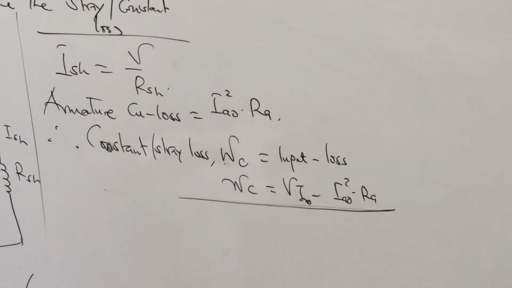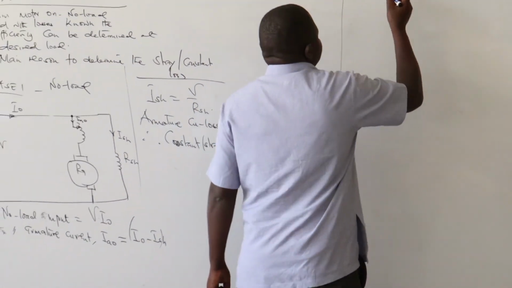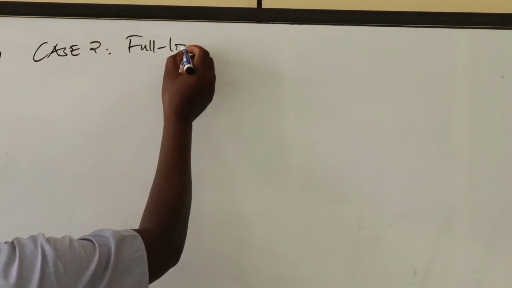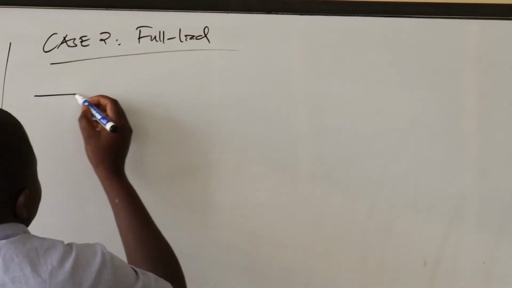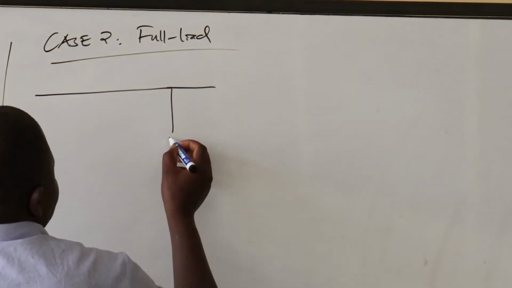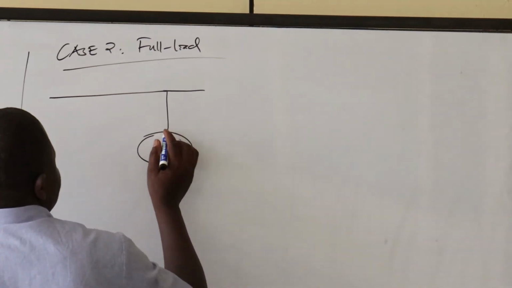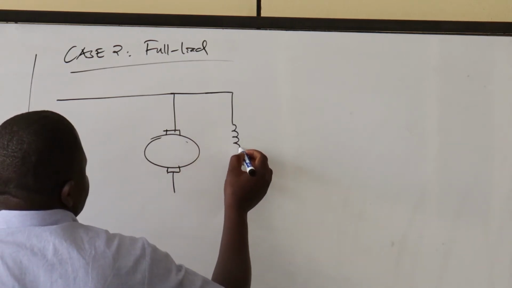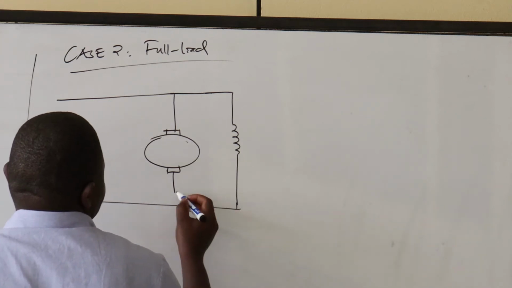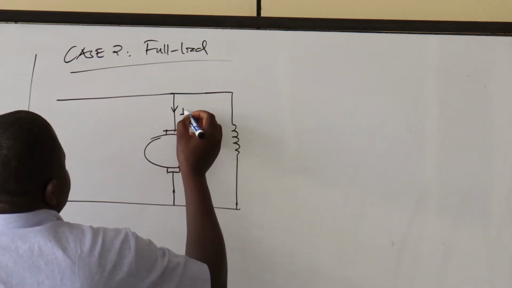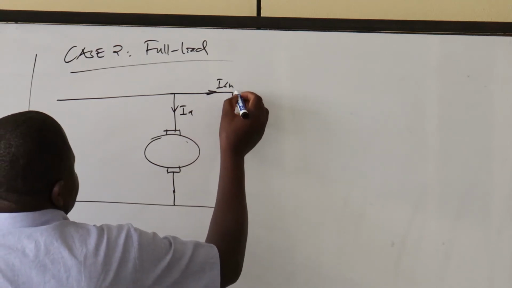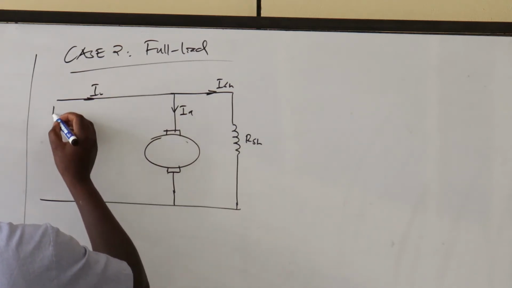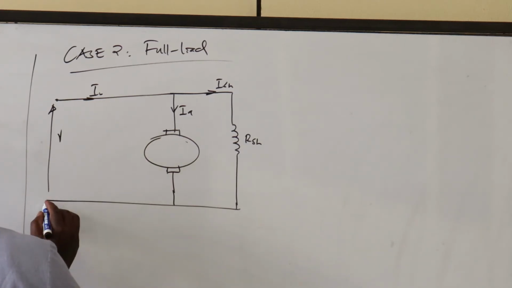This is why we run the motor on no load. Once we get the stray losses, then we can get to case 2, full load, where we are now saying the motor is run on full load. The full load current I_A, the shunt R, and the full load current I_L, and the voltage coming from the source.